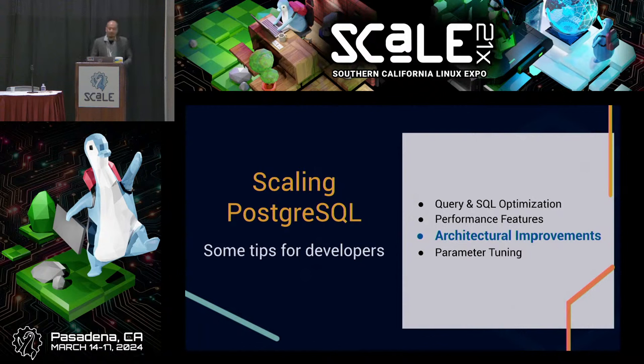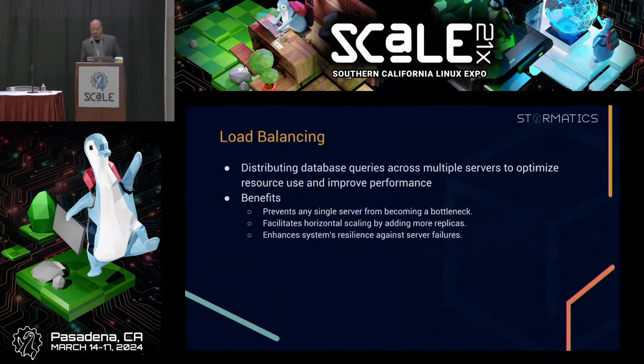Now, the next point is architectural improvements that you could possibly make in your database. And the first aspect of it is load balancing. What load balancing does is essentially distribute queries across multiple nodes or servers to make sure that one node is not overutilized or burdened with all of the queries and all of the transactions that are taking place. The benefits are it prevents a single server from becoming a bottleneck.